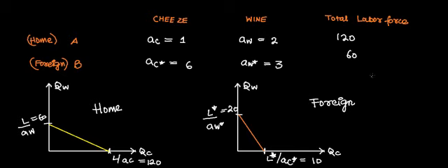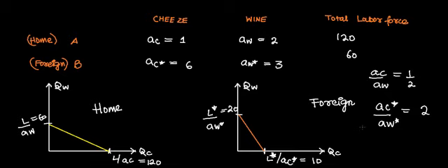Which is given by a_LC by a_LW, and which is equal to the absolute value of the slope of the PPF. So a_LC by a_LW in case of the home country is 1 by 2. And similarly for the foreign country, the absolute value is going to be what? 2.